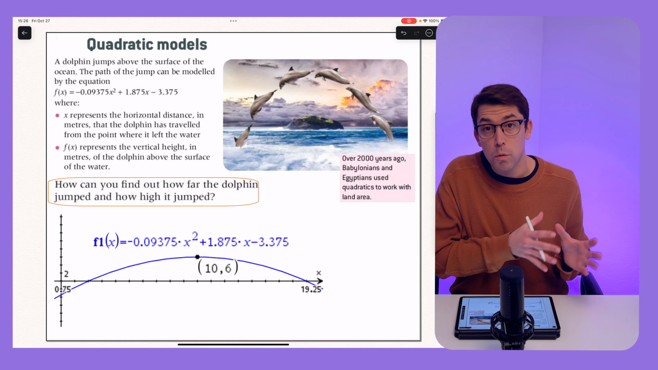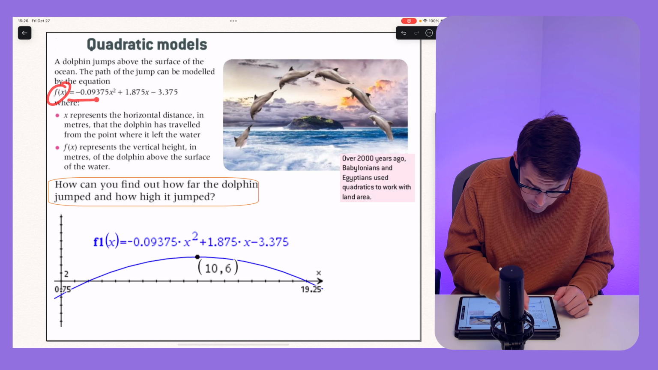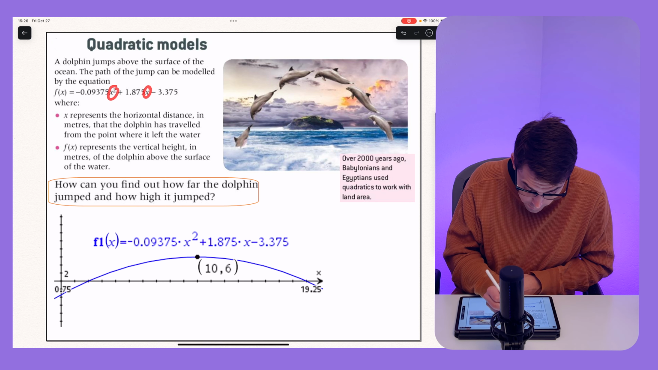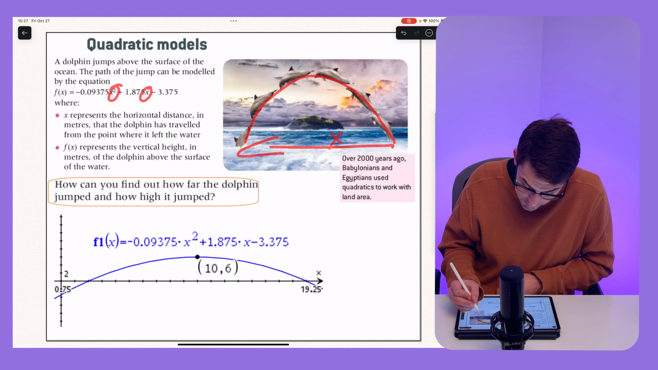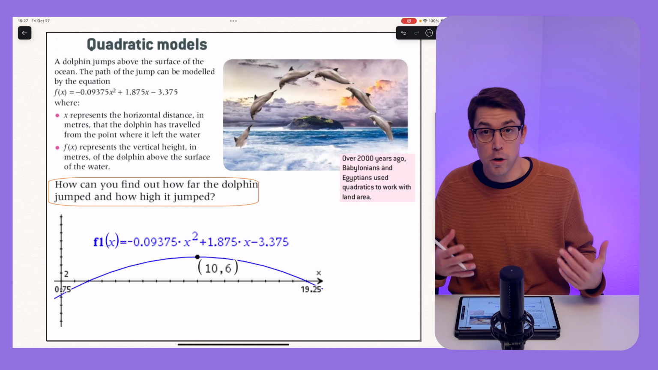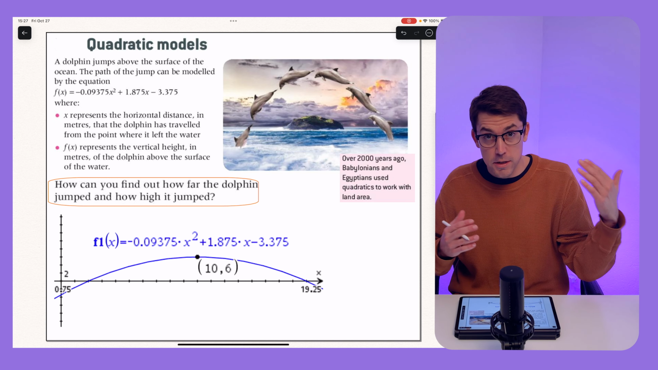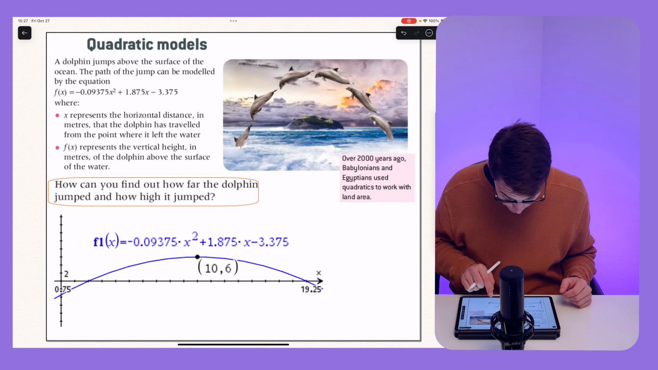So as per usual with linear functions, we're going to have an input and an output. So you can see here I have function notation with my function right here. And x is going to represent, in this case, for the dolphin's jump, the horizontal distance that this dolphin's going to travel. That's going to be our x. And then f of x, which is going to be our y, our output, is going to be the vertical height. So in this case, we have horizontal distance, and then we have vertical distance or vertical height. So that is one way that quadratic models are used.